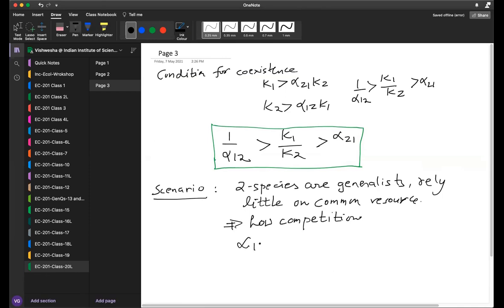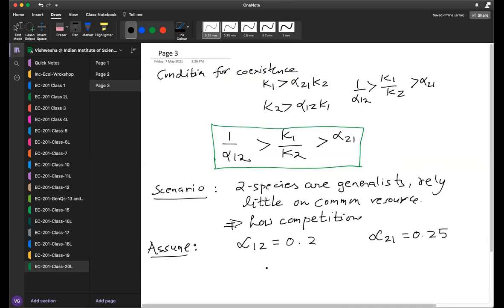So let's randomly assume that alpha 1,2 is 0.2, and also that alpha 2,1 is maybe 0.25. Is that fine? I'm just making up some numbers here. Is everybody with me? So we have this condition where alpha 1,2 is 0.2, which means what's the inverse of it? It's 5, right?